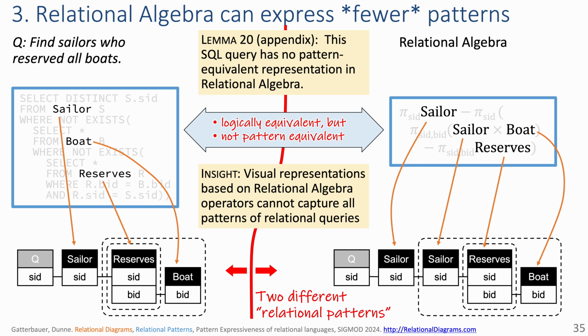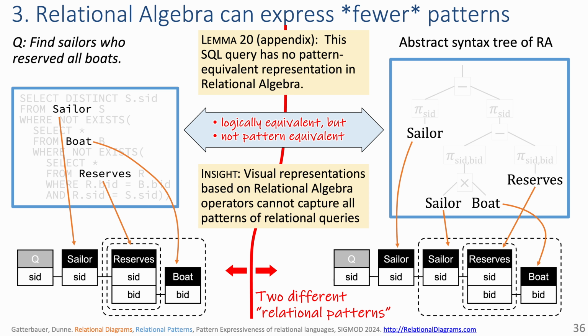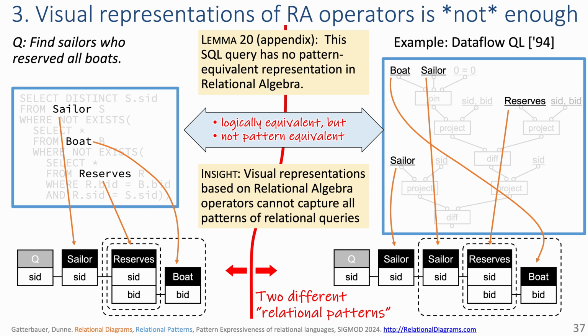This is also interesting because there's been a lot of work on visual query languages, and the majority of these languages work by mapping the operators of relational algebra to some visual representation. So the way this normally works is that you take a relational algebra expression, you look at the abstract syntax tree, and then you give them some visual representation. Here's an example called data flow from 40 years ago.